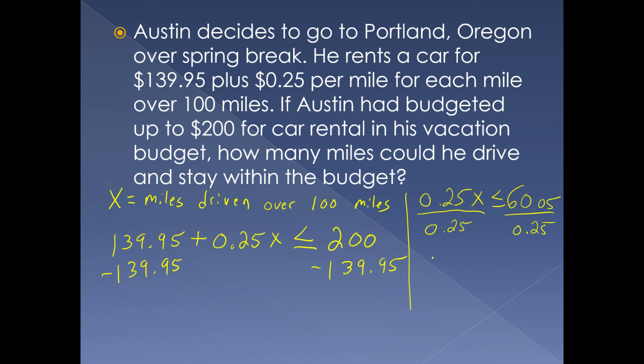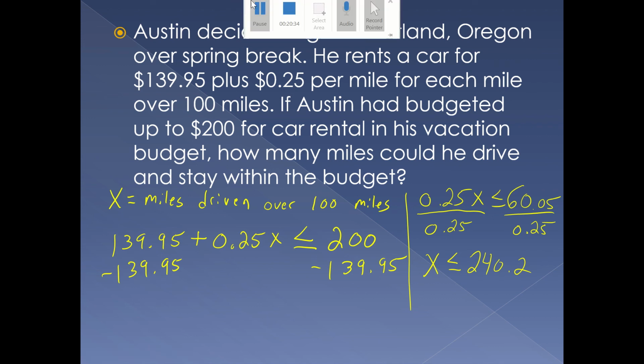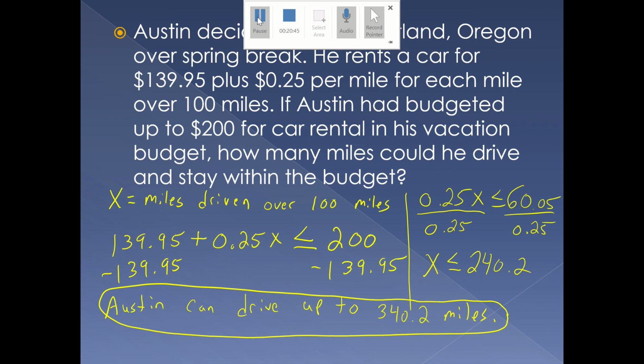So when we divide this out, we get x is less than or equal to 240.2. All right, or if you wanted to say 240 and just round to the nearest mile, that'd be okay with me. So go ahead and pause this and write a sentence to explain what's going on. Be careful on this one. This one's a little trickier than it might first appear. What does this represent? Read what your variable represents and read what you have here. Austin can drive up to 340.2 miles.